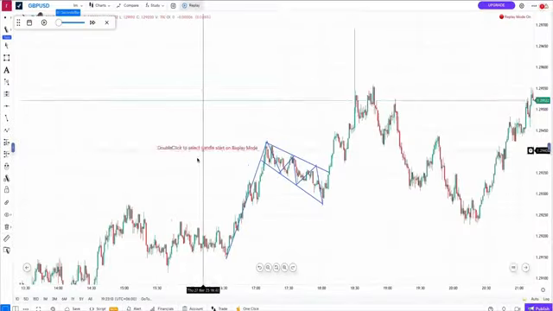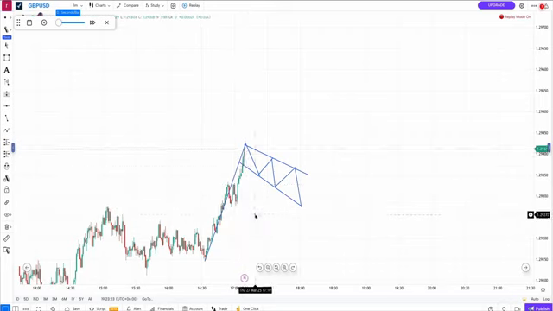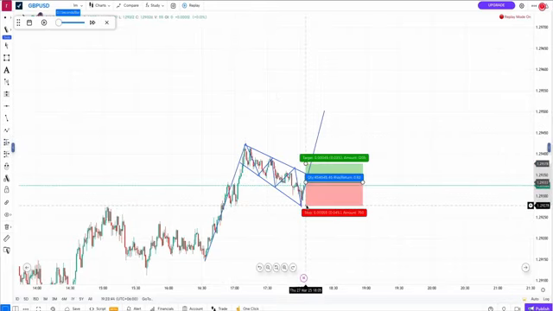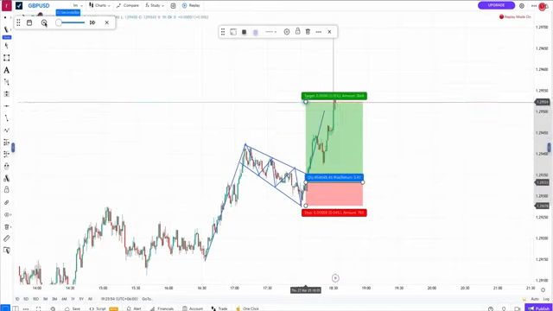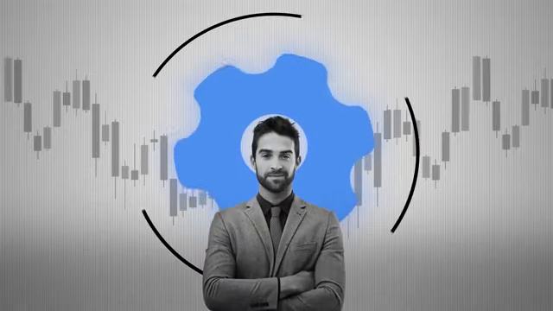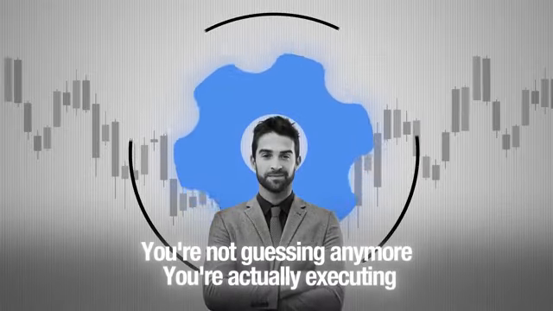Take a specific pattern. We'll use the bull flag, for example. Go back 6 months on a Forex pair and find every single bull flag that formed. Track what happened next. Did price actually break out? Did it fall? What percentage of the time did it work out? If the pattern worked 70% of the time, that's a high probability trading setup. If it worked 30% of the time, it's dog. Throw it out. This is how you build confidence in your trades. Because when you've seen a pattern work over and over, you're not guessing anymore. You're actually executing.